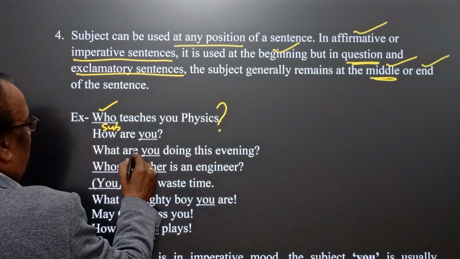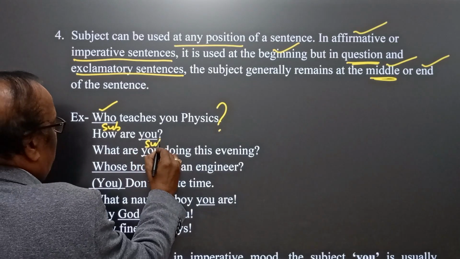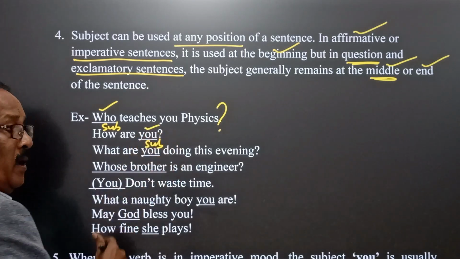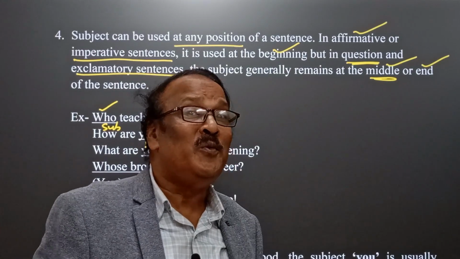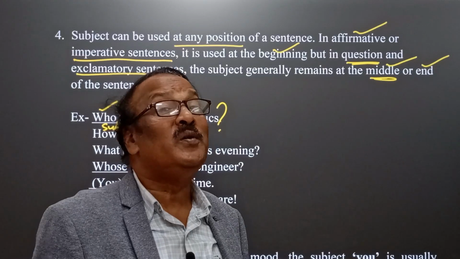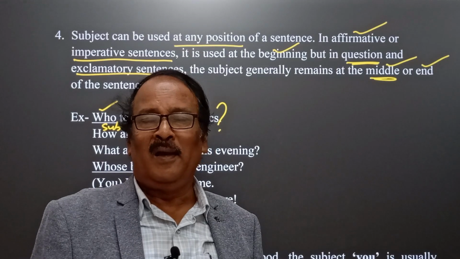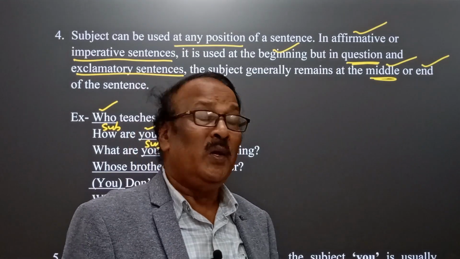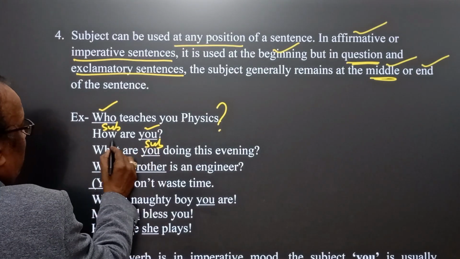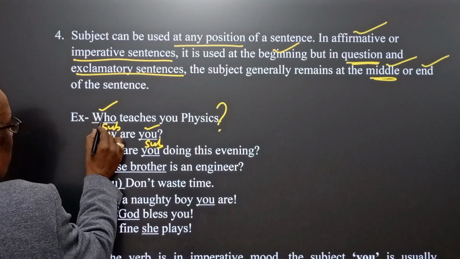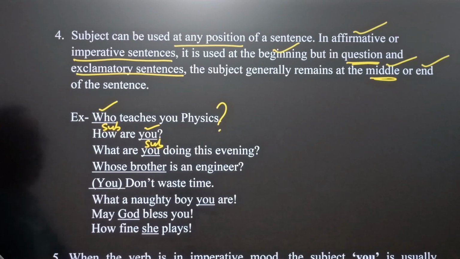How are you? It is also a question. In this case, the subject is you and it remains at the end of the sentence. How are you? I'm fine. You is the subject because you takes the role of I. I'm fine. So here we find the subject is you and it remains at the end of the sentence. Here who remains at the beginning, and in this case you remains at the end.